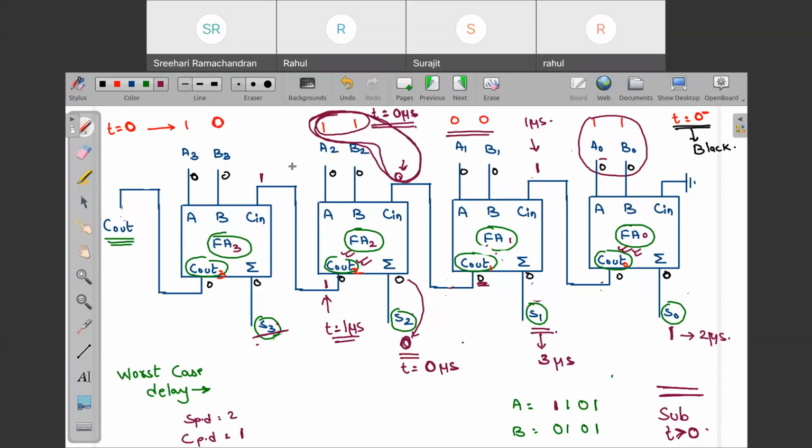So this is a GATE type of question. This won't be asked in your HL exam. Okay. Surjit, is this clear to you? Okay, fine. So he is not responding.